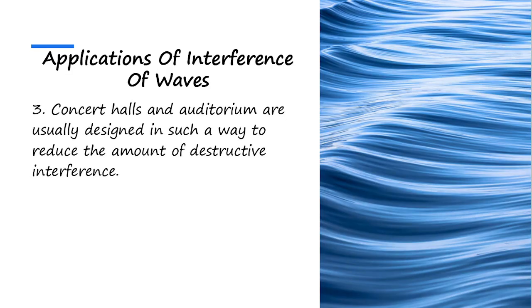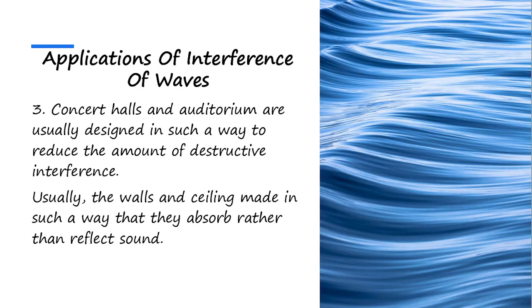The other application of interference: concert halls and auditoriums are usually designed in such a way as to reduce the amount of destructive interference. So the interference of waves is useful in constructing these concert halls and auditoriums. Usually the walls and the ceiling are made in such a way that they absorb rather than reflect sound. So the walls in the concert halls and auditoriums are made in a way that they absorb the sound within and do not just reflect it.